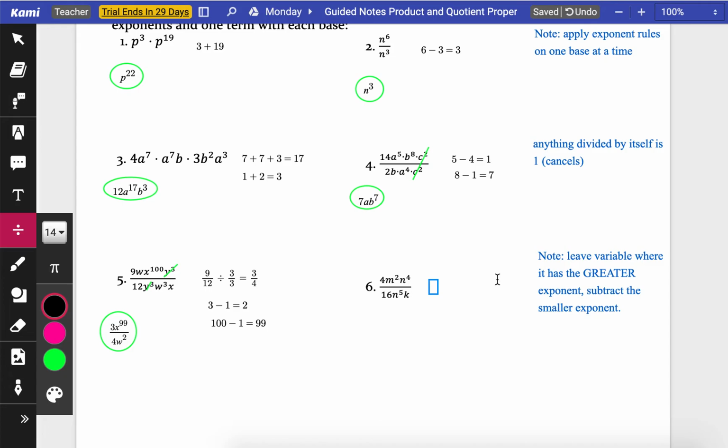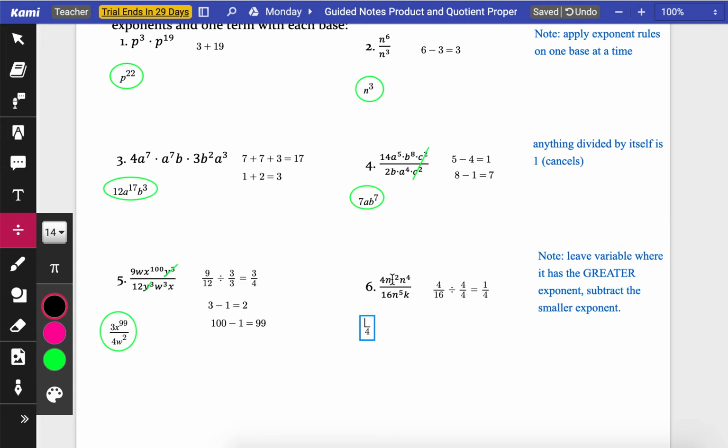So first I'm going to notice that 4 over 16 is a fraction that I can simplify. 4 goes into both of these, and dividing that out, we're left with 1 over 4. Since the 1 is being multiplied by a bunch of stuff, I don't really need to write it. I could include a 1 here, but I'm not going to. And we're going to look at, in order, m, n, and k. So first I'll start with m.